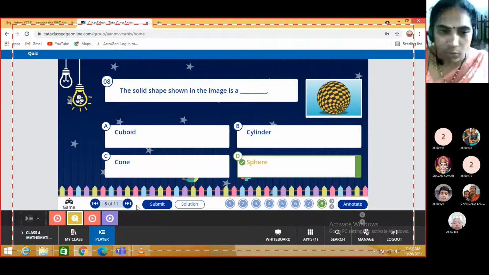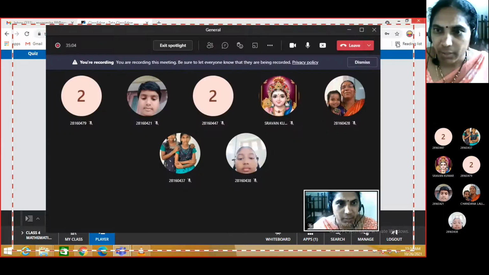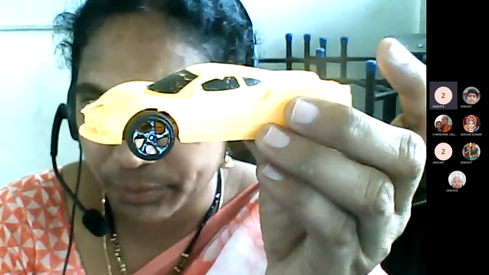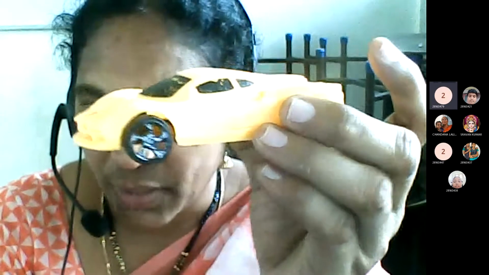Now, let us move on with the next topic. Yes. Pranati, what is this picture? It is a car, madam. Yes, it is a car. When this car or any object is seen in different views, it appears in different ways, but the object does not change.